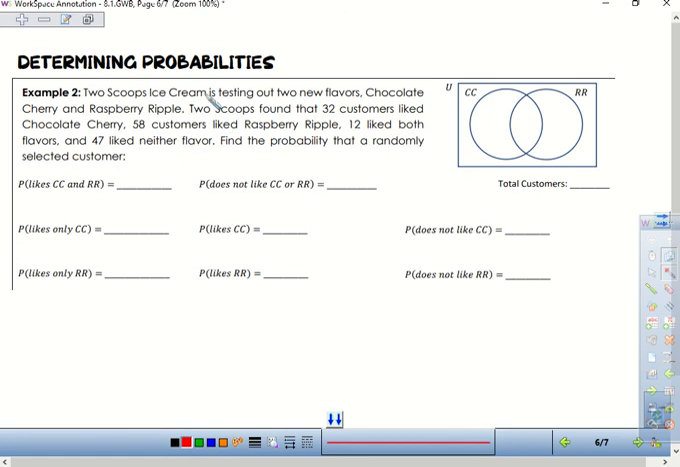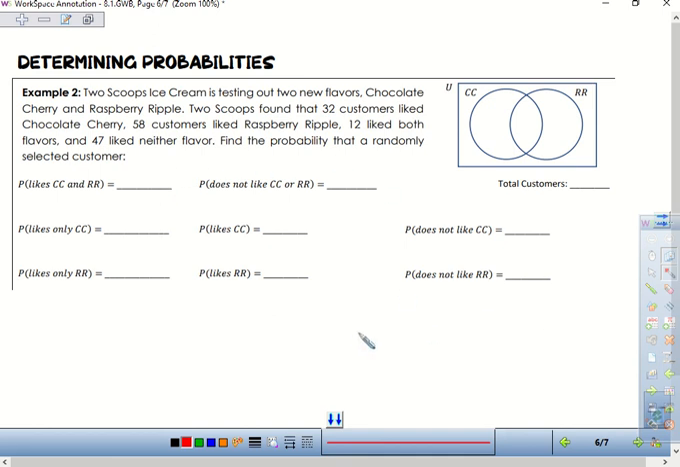So it says 2 Scoops Ice Cream is testing out 2 new flavors, chocolate cherry and raspberry ripple. 2 Scoops found that 32 customers liked chocolate cherry and 58 customers liked raspberry ripple. 12 liked both flavors and 47 liked neither. Find the probability that a randomly selected customer, and then we're listing out these several different probabilities.